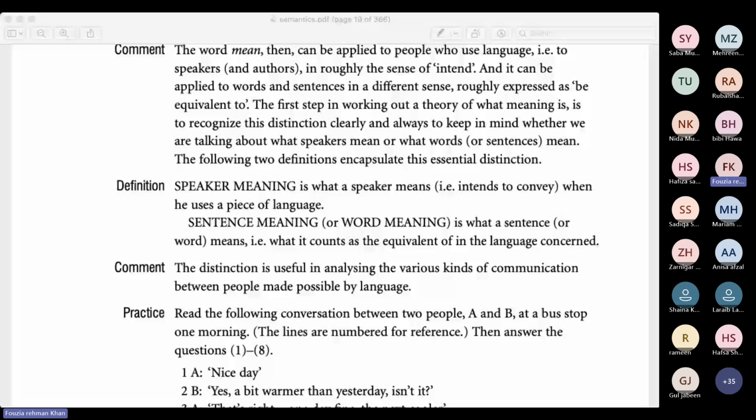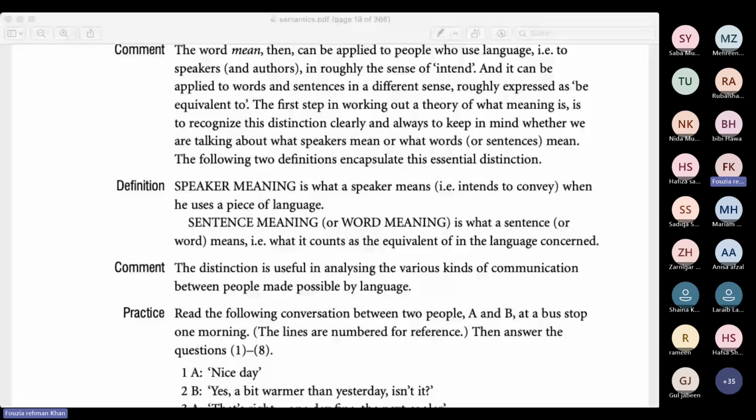So what are we doing today? We are going to cover three topics today. As I said, semantics is all about meaning. So today we are going to do two more kinds of meaning. One is the speaker's meaning, and the other is the sentence meaning. Other than that, we'd like to talk about semantic theory also.